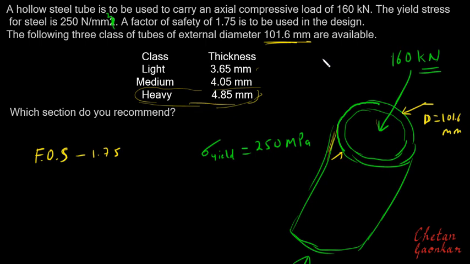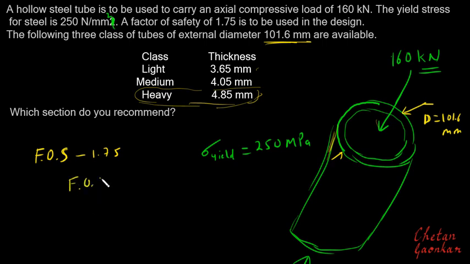So for this, we'll have to have a proper design approach in order to come up with a proper solution. So first of all, since the yield stress for this material is given to be 250 and the factor of safety is 1.75, we'll have to find how much is the working stress which will get induced in this material.